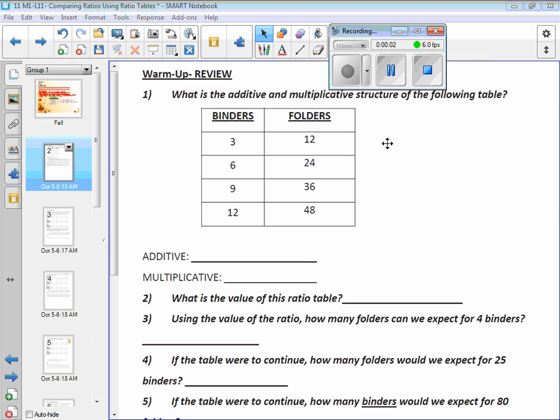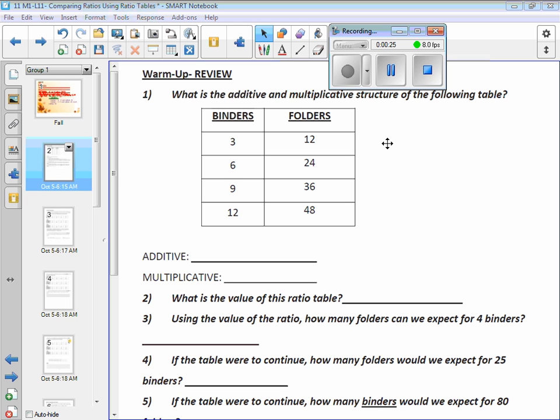First thing that I want to do with you is I need to reintroduce the term additive structure with you. That's new. I haven't covered it yet. I have done multiplicative structure though. So why don't we do multiplicative structure first? Look at the equivalency ratio table and can you tell me what the multiplicative structure is?